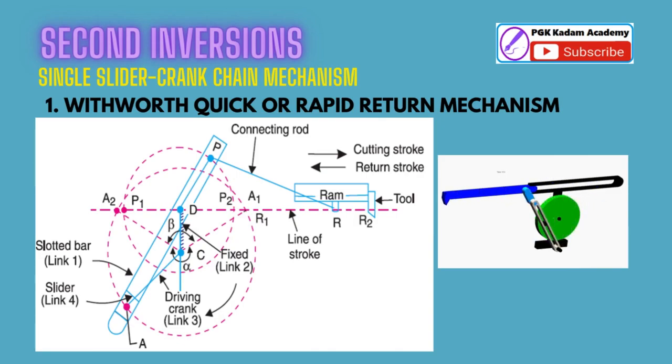Whitworth's quick return mechanism is the second inversion of the slider crank mechanism, in which the crank is fixed. Parts used in the Whitworth quick return mechanism: slotted bar is link 1, driving crank is link 3, slider inside the slotted bar is link 4 at point P, connecting rod, and last is the slider ram.